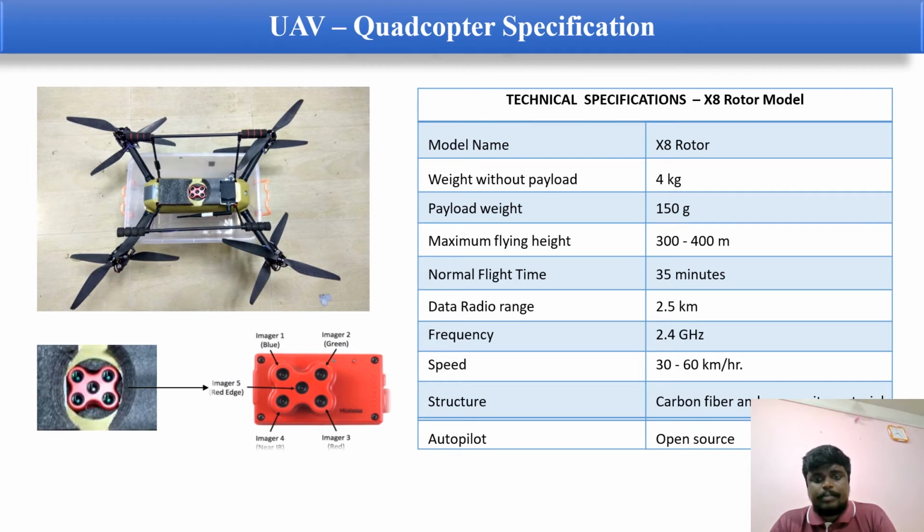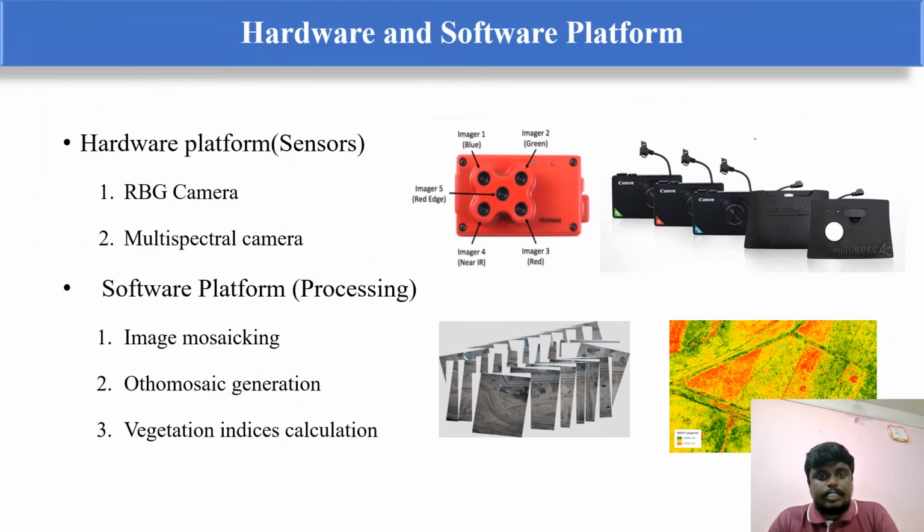The center body of the structure is made of carbon fiber, and the propellers of the propulsion system are also made of carbon fiber. The autopilot is open source, the Pixhawk version. This is the workflow, software and hardware platform. In the hardware, we are using an RGB camera and a multispectral camera. On the software side, we are using image processing, orthomosaic generation, point cloud, and vegetation index calculation.